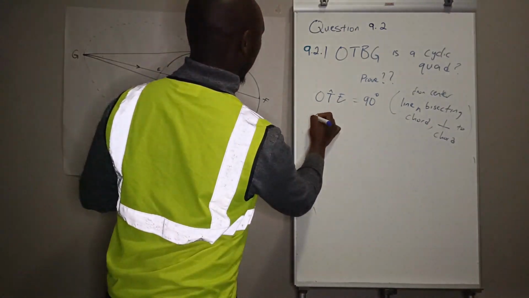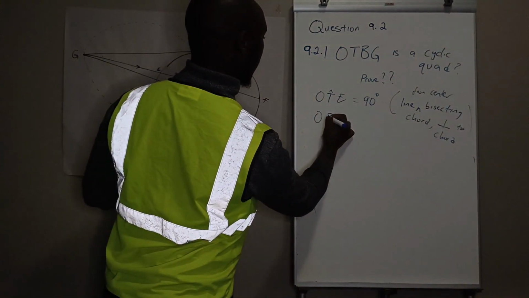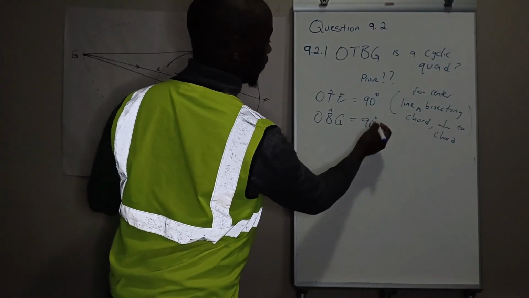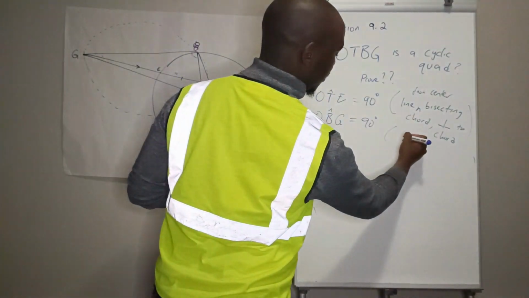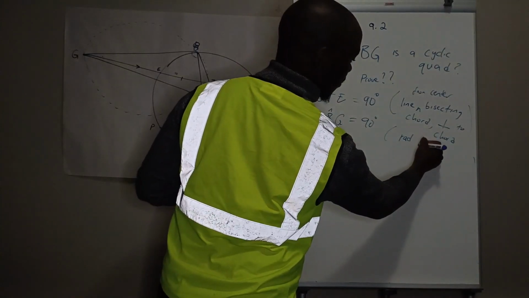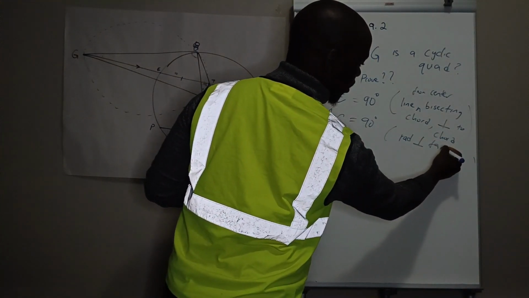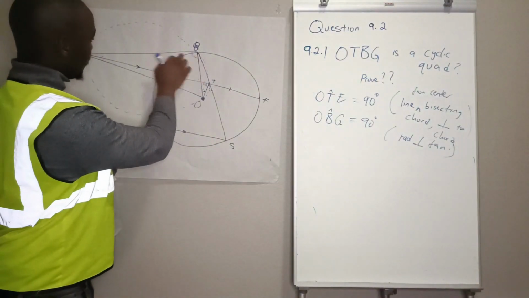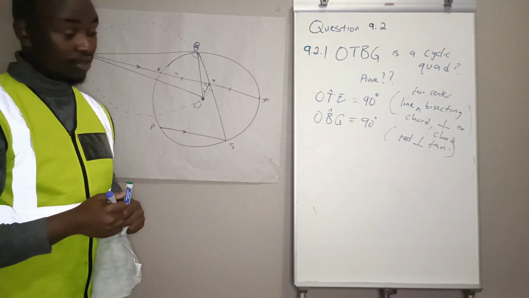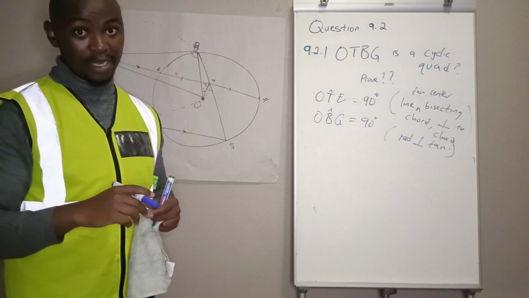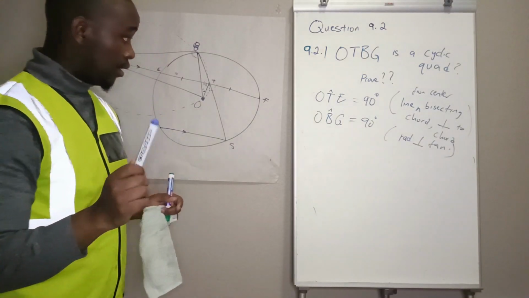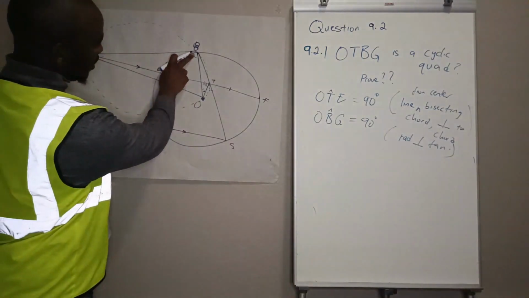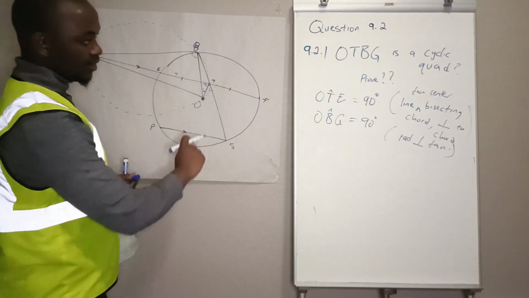So angle OBG is equal to 90 degrees. Reason being, radius perpendicular to tangent. That's the theorem. The radius is perpendicular to tangent. Please refresh your minds around that theorem. Okay, so we now see that this is 90 degrees and this is 90 degrees.